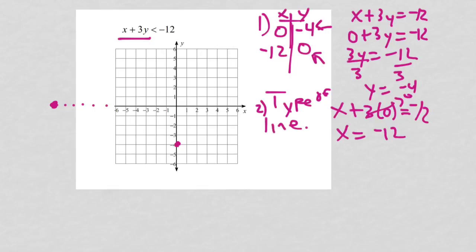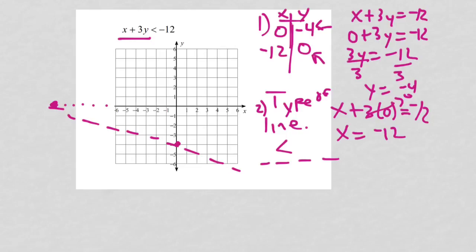Well, we have a less than sign, so that means it's going to take the dotted line. It will not include the boundary line. It's also the line that takes less ink. So we're just going to make a dotted line from one point to another all the way through.